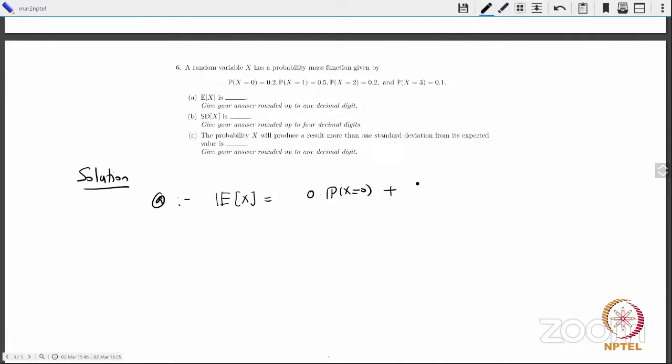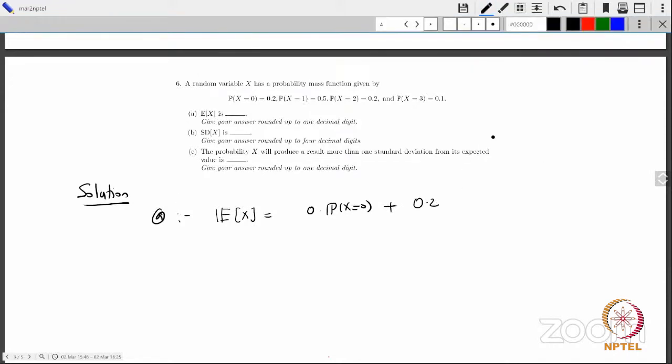Plus 1 times probability x equal to 1, plus 2 times probability x equal to 2, plus 3 times probability x equal to 3. So that's what expectation is. Like the person pointed out, 0 goes away, you have to calculate this.